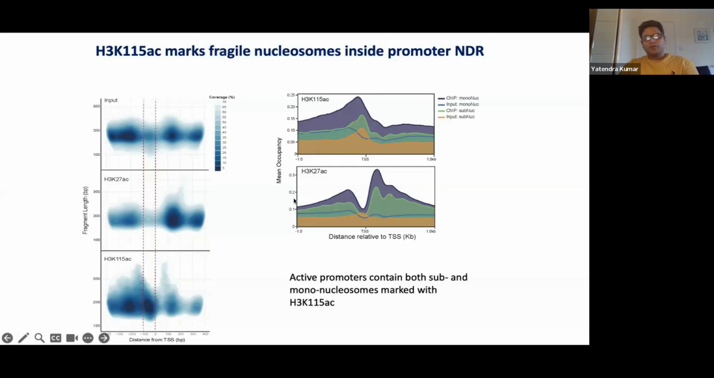In the mean occupancy plots also, you can see that both sub- and mononucleosomal signals are coming from K115. They are enriched just upstream of the TSS, while that is not true for the H3K27 acetyl mark.